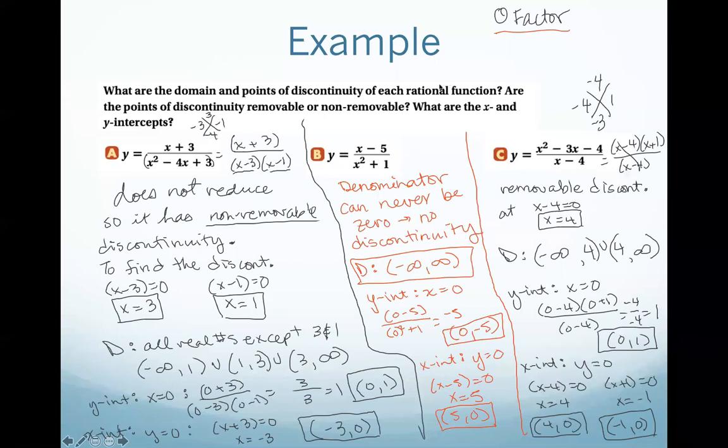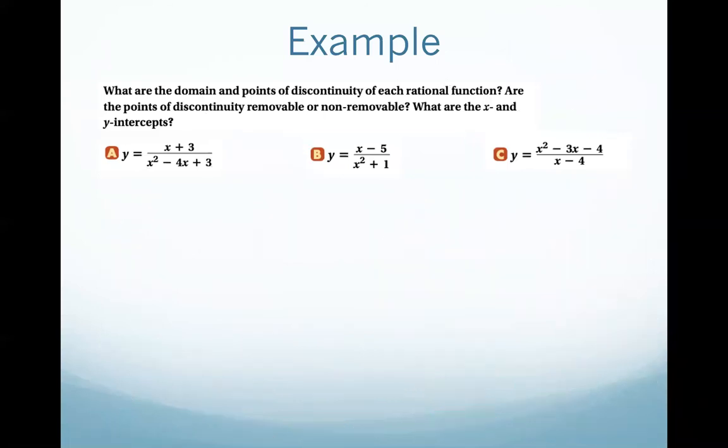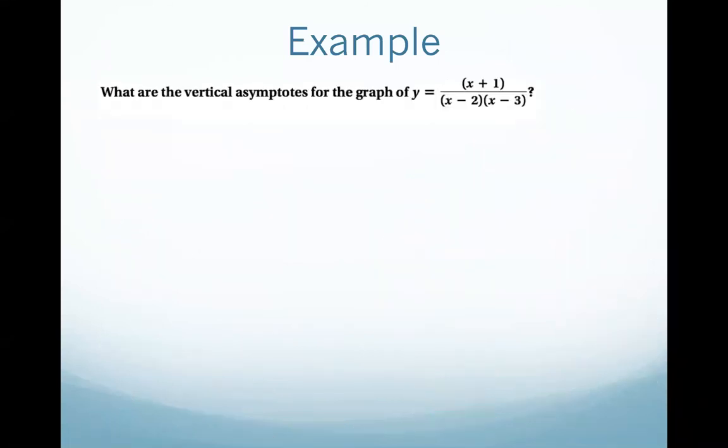Okay, I have one more example, so let's take a look at that example where we are going to be finding the vertical asymptotes. I want you to give this a try and then we'll look at it together.